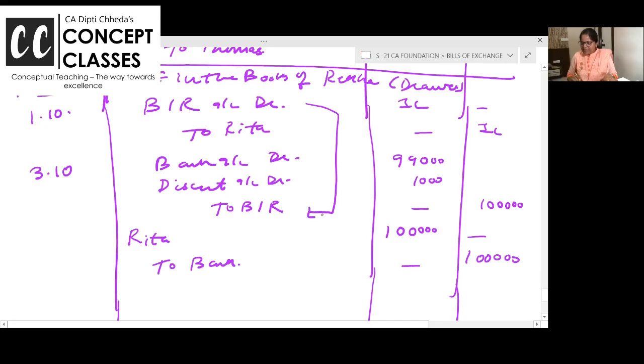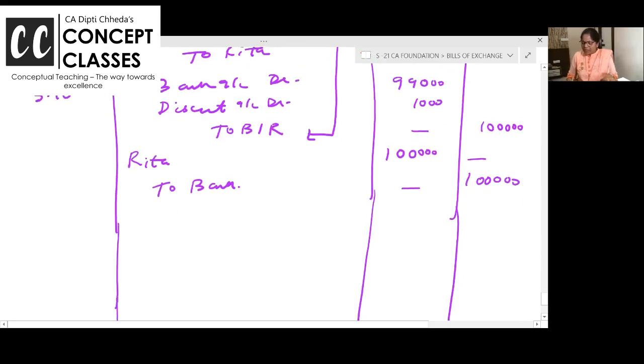At the time of discount, only bills receivable you have credited. So now at the time of dishonor, Rita to bank.